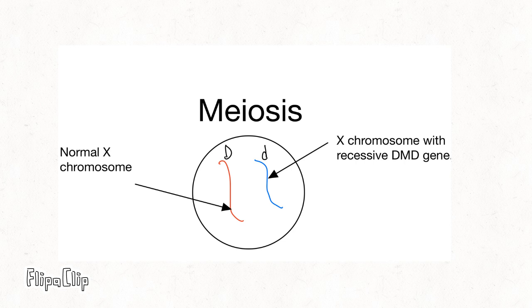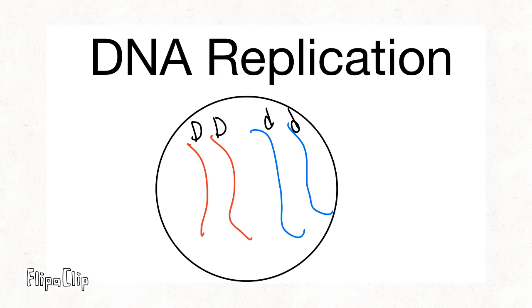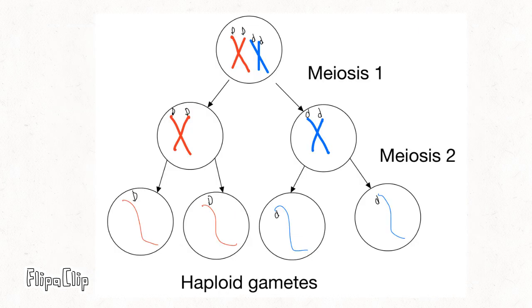Meiosis is the process in which haploid gametes are made. For this example, our diploid cell is going to start with 2 chromosomes. The blue X chromosome is the one with the DMD gene, and the red X chromosome is the normal. It starts with a diploid cell's chromosomes, which are replicated and then split up into 2 cells in meiosis 1. These daughter cells are then divided again, and their chromosomes are split up into 4 haploid gametes, each with 23 chromosomes. Notice how only 2 of the cells will contain the recessive DMD gene.